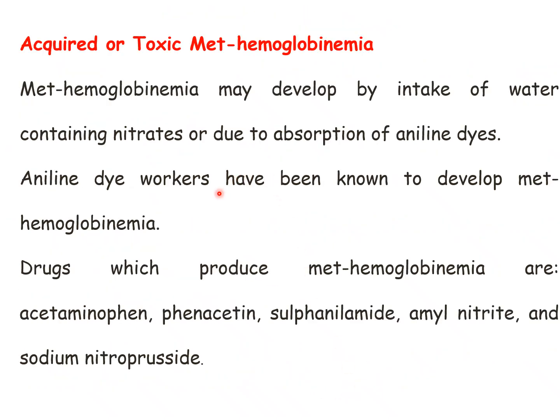This is additional information I want to tell. Methemoglobin may develop by intake of water containing nitrates or due to absorption of aniline dyes. The people working in the dye factory will be affected. Aniline dye workers have been shown to develop methemoglobinemia. The drugs which also produce methemoglobinemia are acetaminophen, phenacetin, sulfonamide, amyl nitrite, and sodium nitroprusside. So when taking drugs also, we have to take care of this.